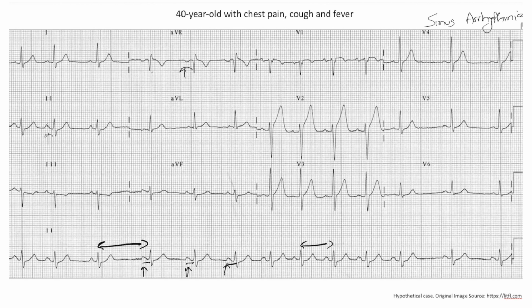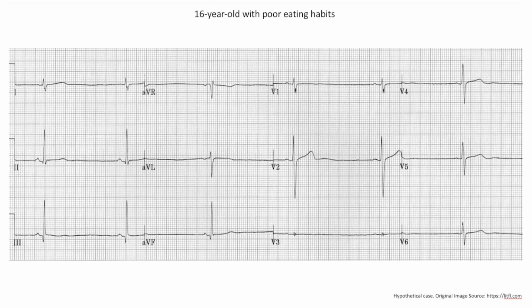Let's move on to the next EKG. So this is a 16-year-old with poor eating habits. Right off the bat, notice how the rate is less than 40, so there is underlying bradycardia. Also notice how the P waves are upright in lead 2 and inverted in AVR, so the axis is okay. The P waves in the same lead are fairly similar looking, the PR interval is approximately constant, and every P wave is followed by a QRS complex. So this would be sinus bradycardia.